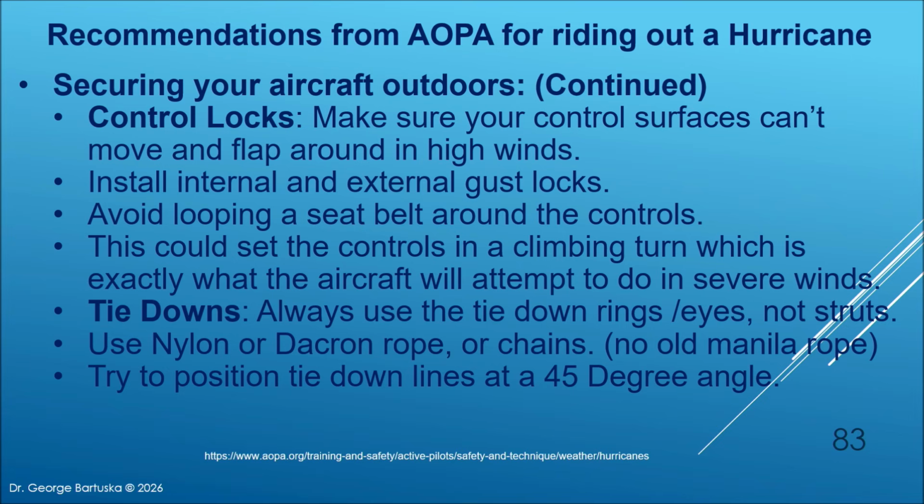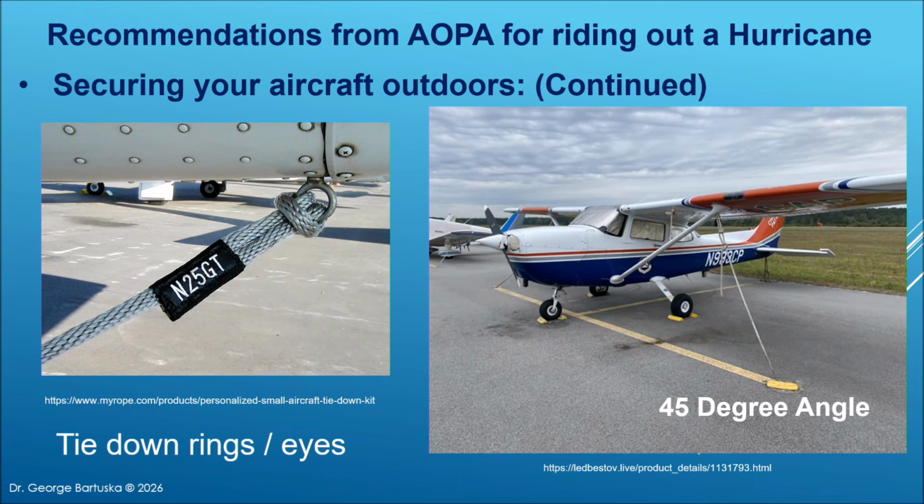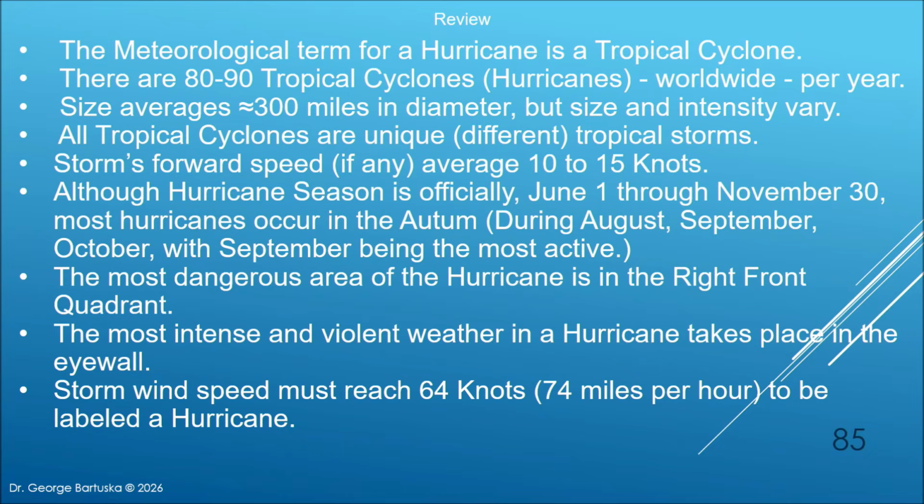Tie downs. Always use tie down rings, not any other part of the aircraft. I'll show you a picture of that in a minute. Use nylon or Dacron rope or chains. Don't use old manila rope. Try to position the tie downs at a 45-degree angle. In the left picture, you see a tie down ring or eye, and on the right-hand side, you see that plane being tied down at a 45-degree angle.